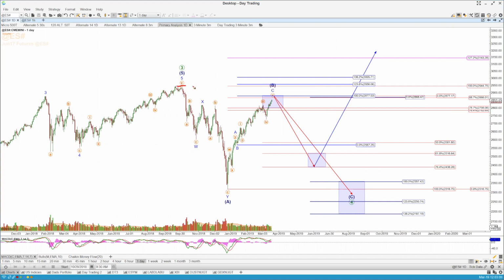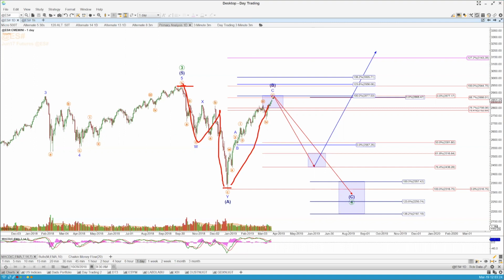I'm going to go through the ES in some detail here. We had this peak in September last year and this WXY pattern into the December 26th low. Everyone's pretty much familiar with that, I'm sure. The question is then, what is this? My primary expectation is still that this is corrective.